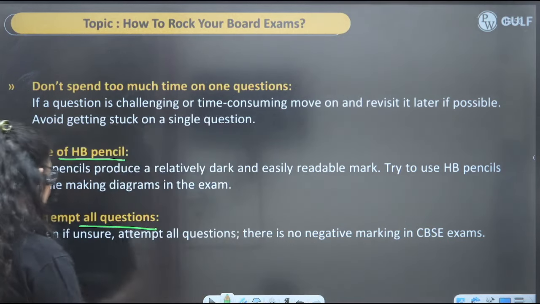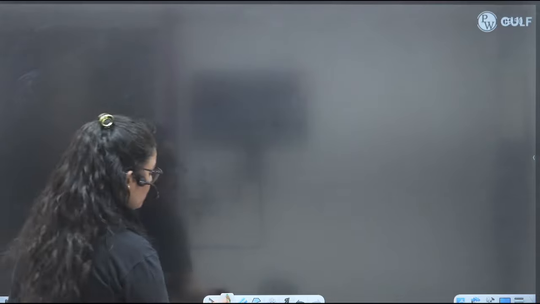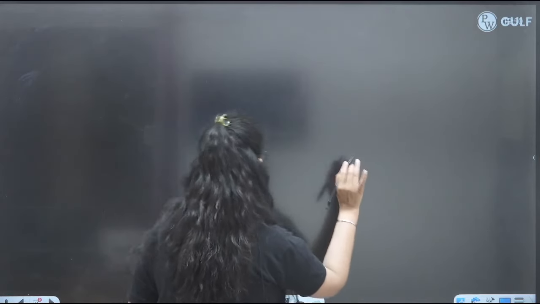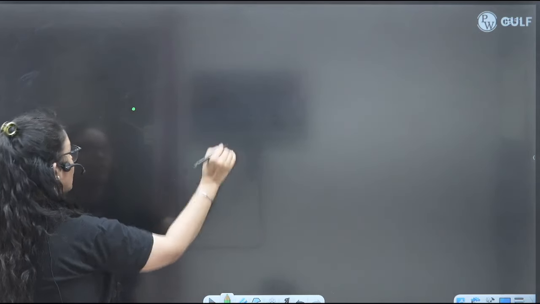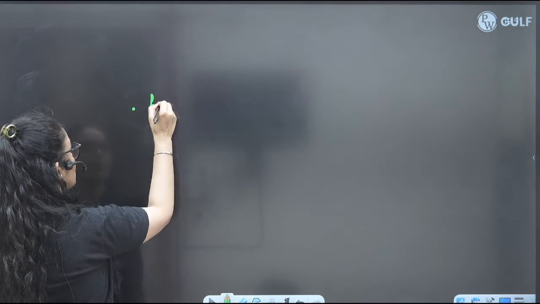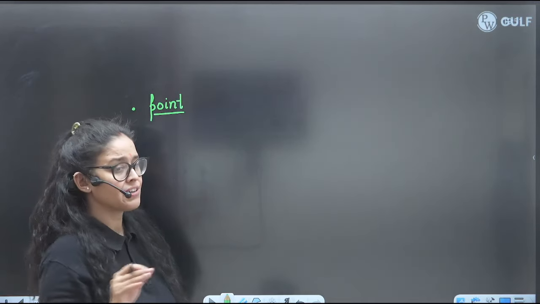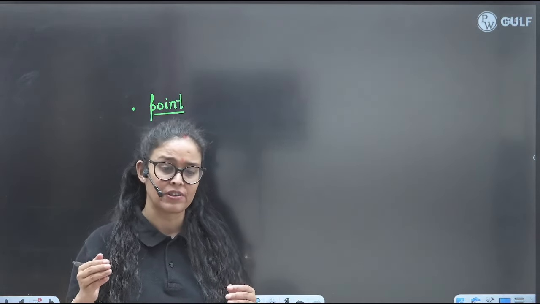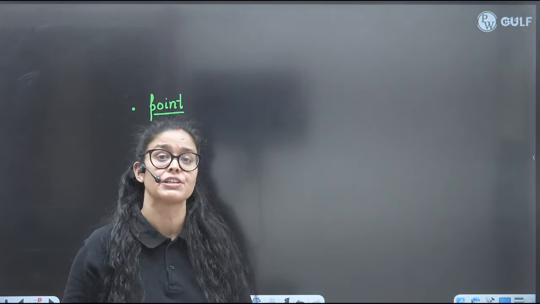And now I will tell you how to write the answer, because many kids are confused about how to attempt the question, how to write down the answer. So just see. First of all, you have to make sure that you write your answer in point form. If you write a paragraph, it will be difficult for the teachers to search for the key point, and she or he might not be reading the whole answer.